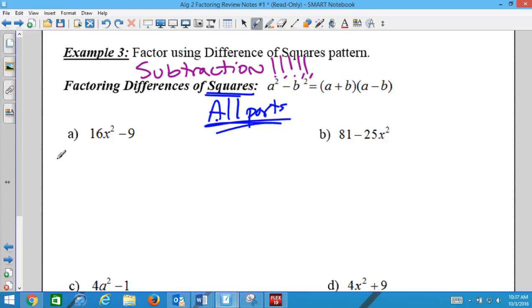You do 2 sets of parentheses. You make 1 plus, 1 minus. You square root both terms and keep them in the same order. So 16x squared, the square root of that is 4x. You put it first in both parentheses. Then you square root the 9 and put that second in both parentheses. Then you are done.